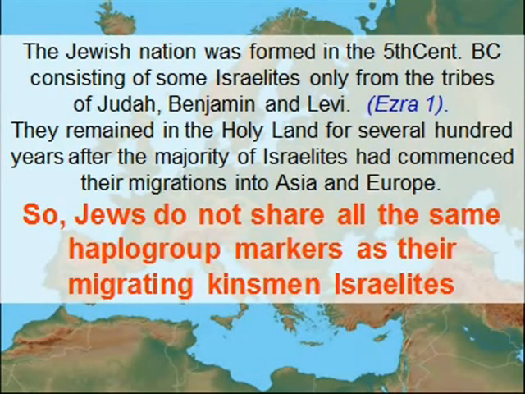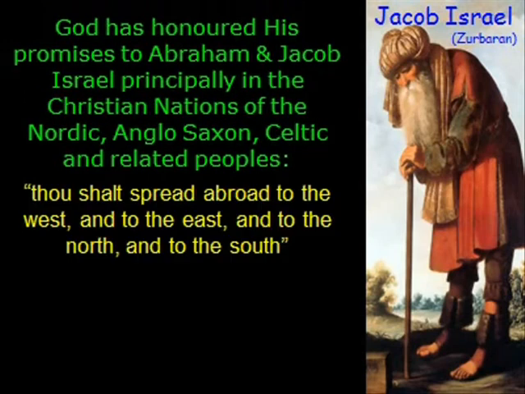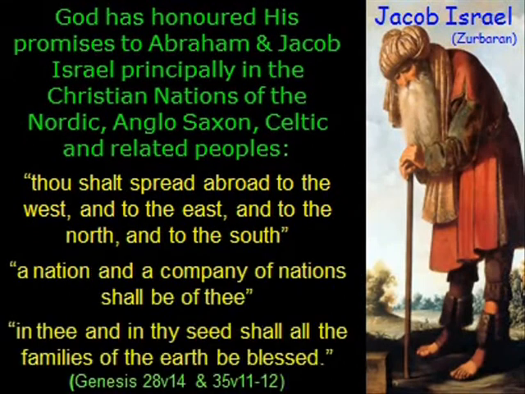So we can say that God has honoured his promises to Abraham and Jacob, Israel, principally in the Christian nations of the Nordic, Anglo-Saxon, Celtic and related peoples. In this biblical perspective, we can see the promises fulfilled. Thou shalt spread abroad to the west and to the east, to the north and to the south. A nation and company of nations. And in thee and thy seed all the families of the earth blessed.